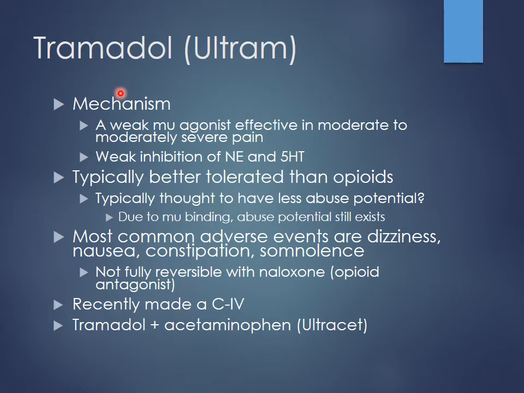The other big thing this has benefits for is neuropathic pain, because it also helps to block reuptake of norepinephrine and serotonin. So you have a little bit of opioid effect and a little bit of those SNRI sort of effects mixed together, and that can be very useful for neuropathic pain. So it's a very common one. There's also a combination with acetaminophen in it called Ultracet, so you may see that being used occasionally.